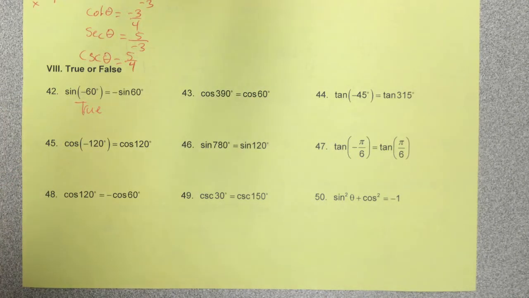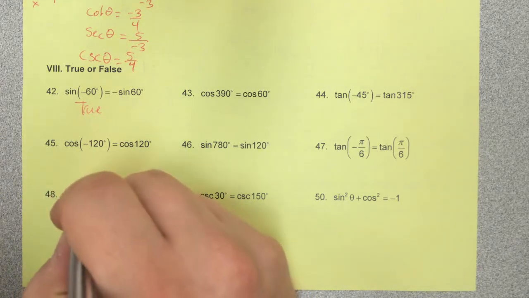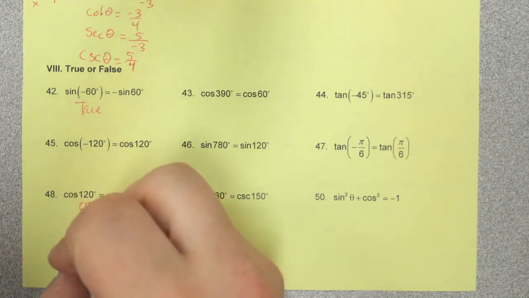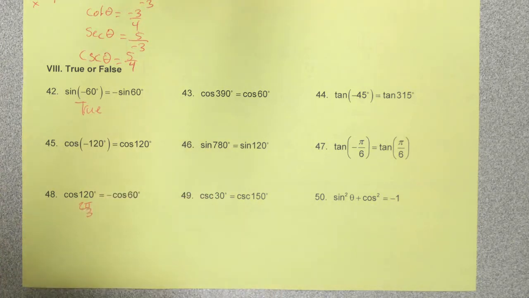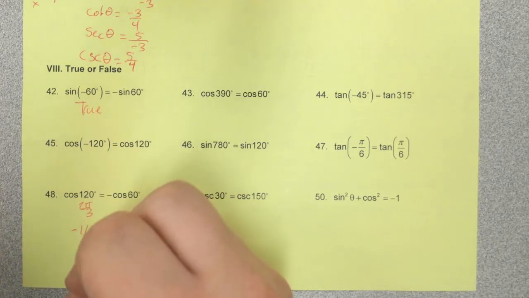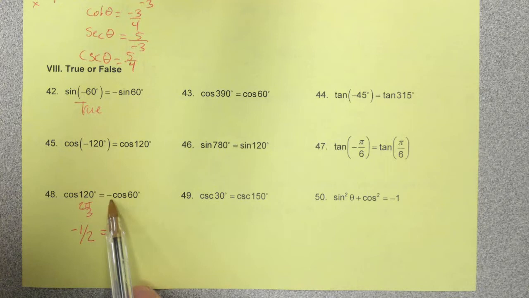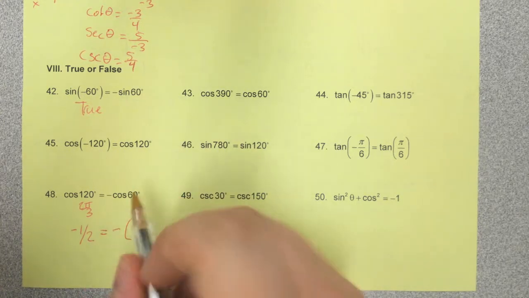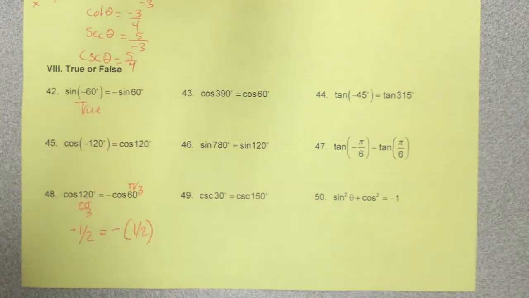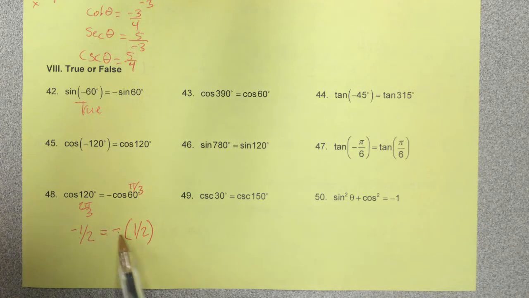Okay, let's just pick a random one: cosine of 120 and negative cosine of 60. Well, cosine of 120, that's really 2 pi over 3, so it's my over 3 family. That would be negative 1/2, because it would be in the second quadrant where cosine is negative. And then negative cosine of 60, well, that's negative, and then cosine of 60, that's pi over 3. So it's first quadrant, so it's going to be positive, so it's 1/2. Negative 1/2 equals negative 1/2. True.